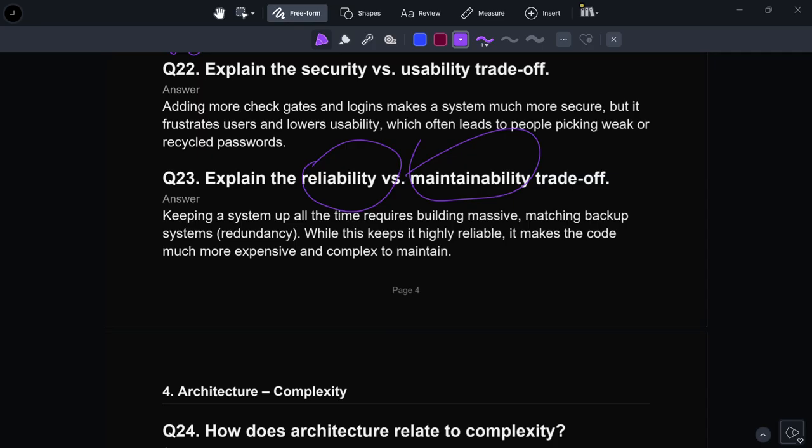If a user withdraws 50 euros from an ATM, that balance deduction must be instantly broadcast and locked across all backup servers. Managing this real-time sync without corrupting data requires complex distributed systems. So the rule of thumb is that if your system absolutely cannot afford a single minute of downtime, like an ATM network or medical life support, you must accept the high cost and friction of a complex, hard-to-maintain redundant architecture. If occasional overnight downtime is acceptable, like a local school grading portal, keep the architecture simple to maximize long-term maintainability.